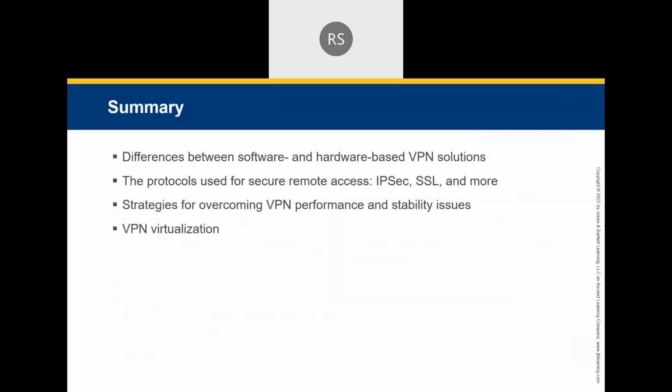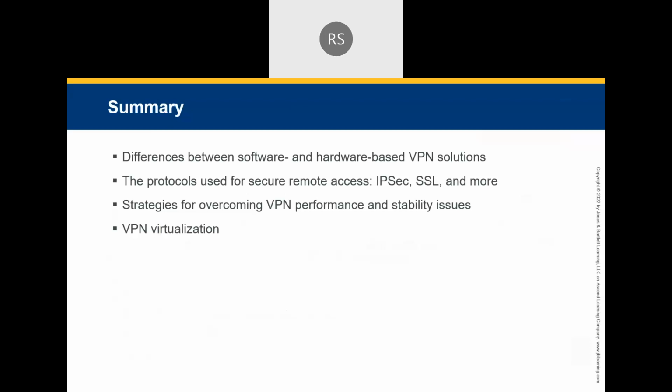So in this chapter, we looked at the difference between software and hardware-based VPN solutions. Software VPNs are often part of an operating system or they run as third-party software, while hardware VPNs are standalone devices. The software VPNs may be less expensive and more flexible, while hardware VPNs are generally more scalable and offer better performance.